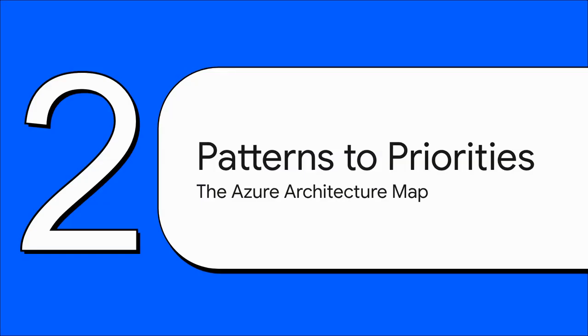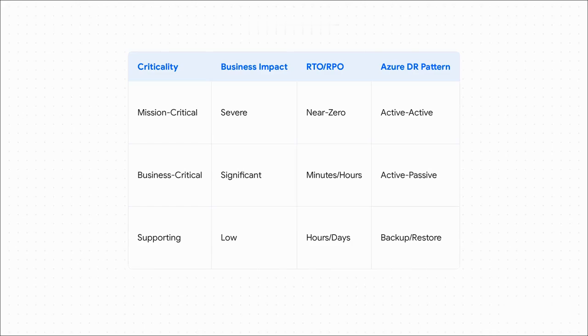Okay, so once we have our tiers nicely defined, the next step is to connect them to specific, concrete technical solutions in Azure. This is where the business conversation translates directly into your cloud architecture. This slide right here, this is the whole concept in a nutshell. It perfectly lays it all out. As you look from left to right, you can see exactly how the business impact dictates specific technical requirements.